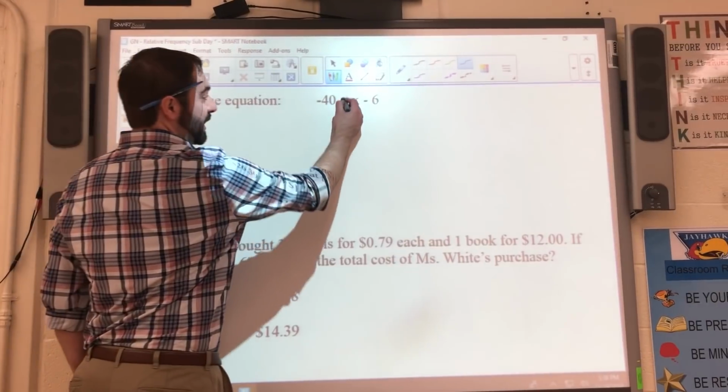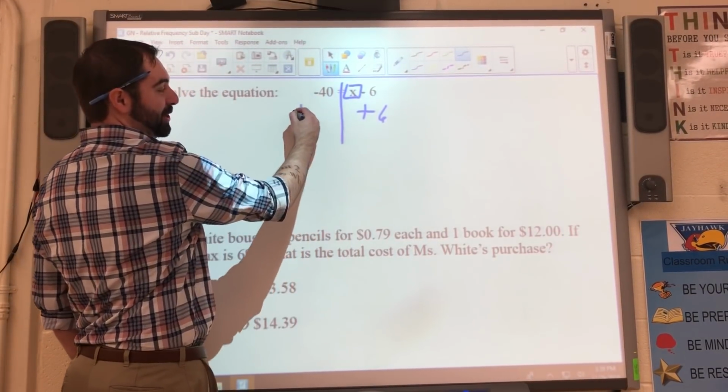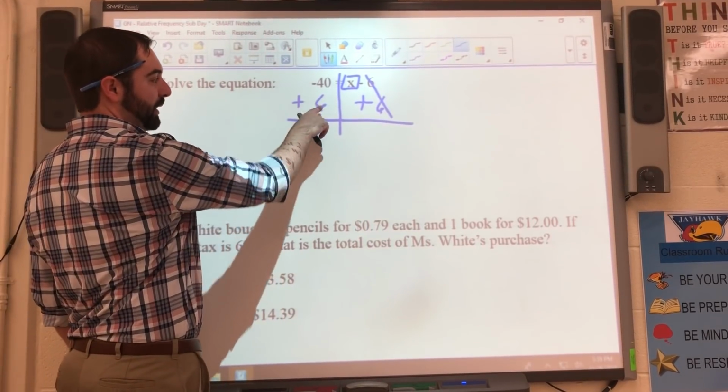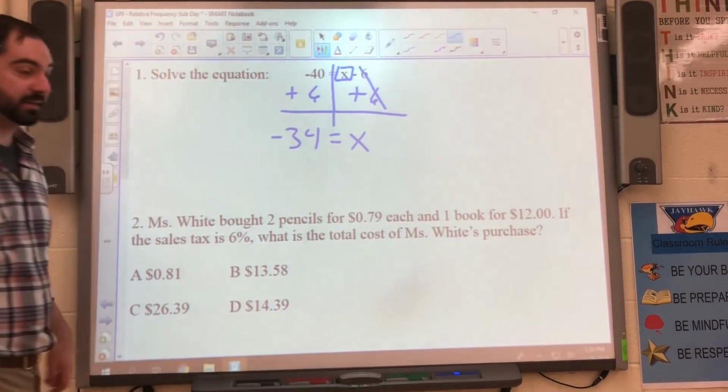So, number one, trying to get x by itself. -6, so we have to do the inverse operation, which is add 6 to both sides. -6 plus 6 cancels out. -40 plus 6 in a calculator is going to say -34, and that is x.